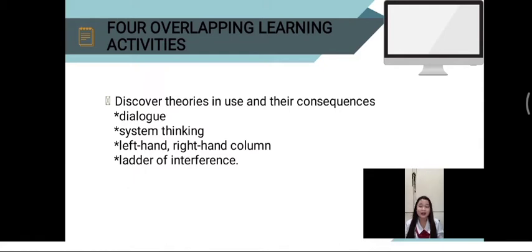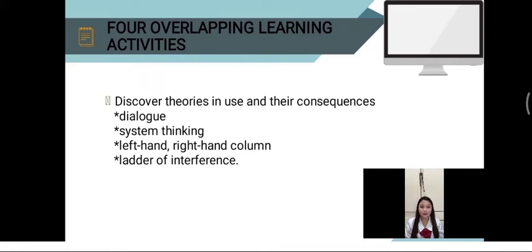The first one is discover theories in use and their consequences. In this first step, it involves the uncovering of members' mental models or theories and their consequences that follow from behaving and organizing according to them. So OL practitioners have developed a variety of techniques to help members identify their theories in use.